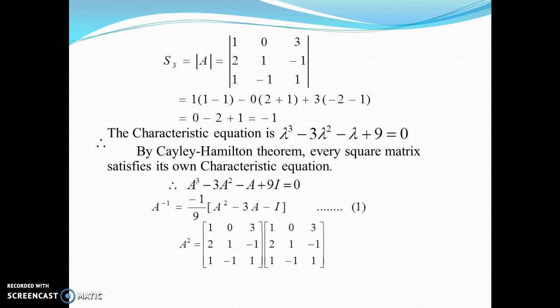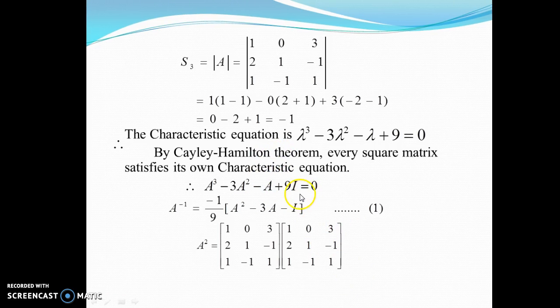Applying the S1, S2 and S3 values in our characteristic equation, we get lambda cube minus 3 lambda square minus lambda plus 9 equal to 0. So by the Cayley-Hamilton theorem, replacing lambda by capital A, we have A cube minus 3A square minus A plus 9I is equal to 0. From this equation, we get A inverse. It is written as equation number 1.